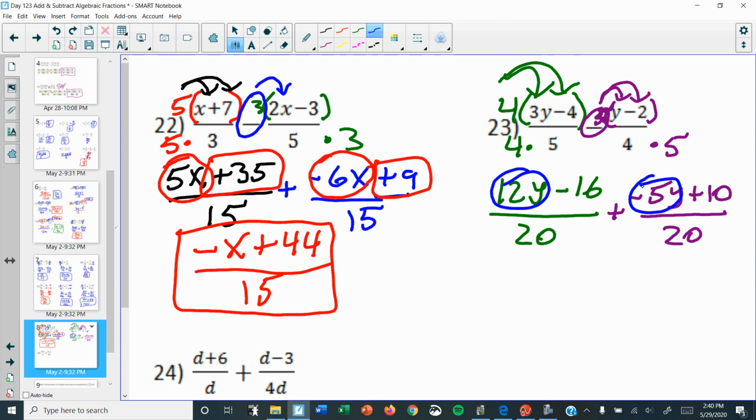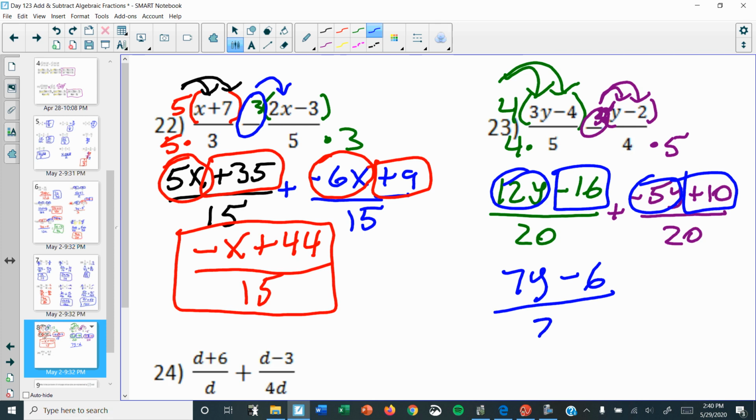12y minus 5y is 7y. Negative 16 plus 10 is negative 6 over 20. There's no number that goes into all three of them. That's not a 1. So that is your answer.